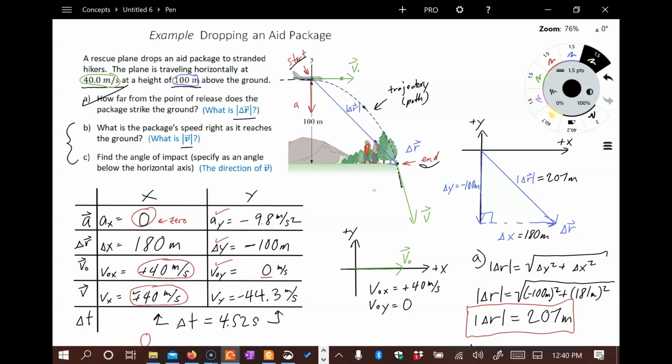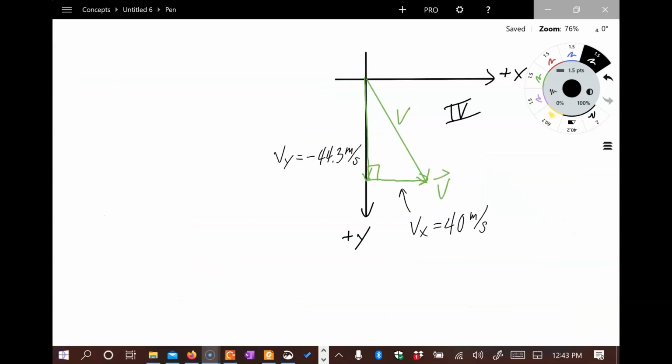Now the last two questions, they're both about the final velocity. What's the magnitude, the speed, right before it strikes the ground? What is the direction of that final velocity vector? So let's look at the final velocity vector, and we'll figure that out since we know the two vector components, v final x and v final y. So here's our final velocity vector, and I've put in the component values from the table for Vx and Vy.